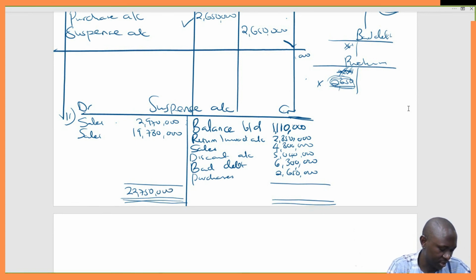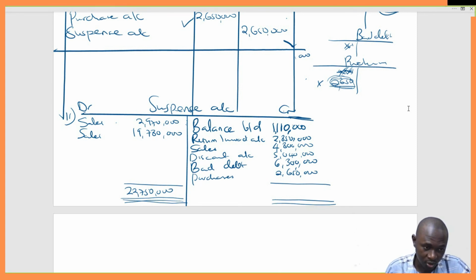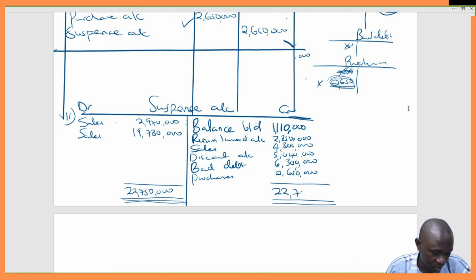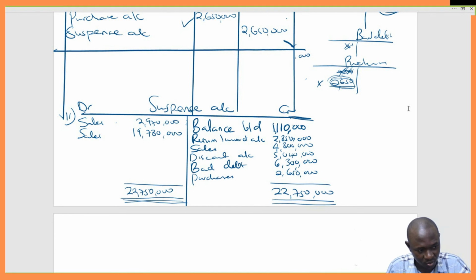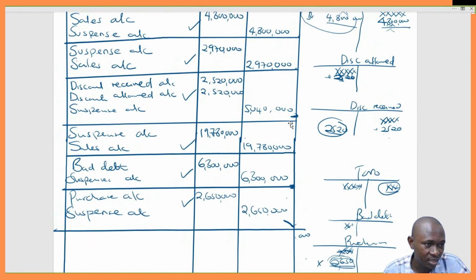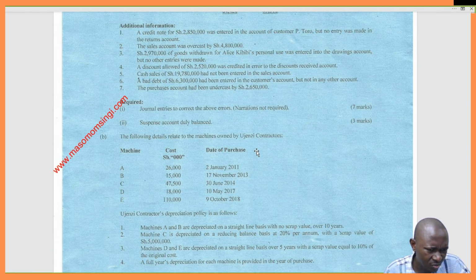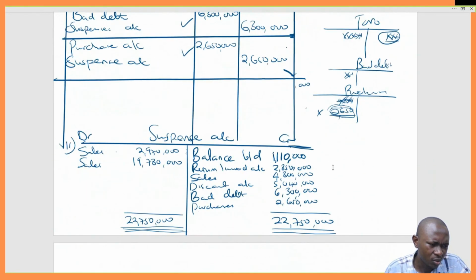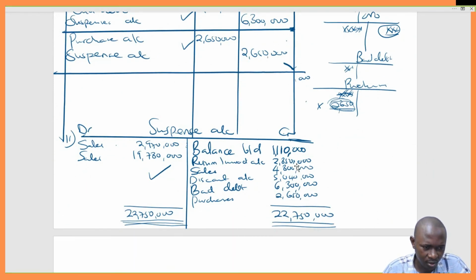Then let's add the other side. The other side you have 1110 plus 2850. For the sake of time, you may not have to include all those zeros. They'll just waste your time. This thing is supposed to be done in less than 15 minutes in an exam situation. So as you work out, you need to be timing yourself. 22750. You can see it has already balanced. 22750, 22750. So this will give you how many marks? 3 marks. Just from the question, you can see we talk about 3 marks here. So the 3 marks, 1, and balancing 1. So this will give you 3 marks.